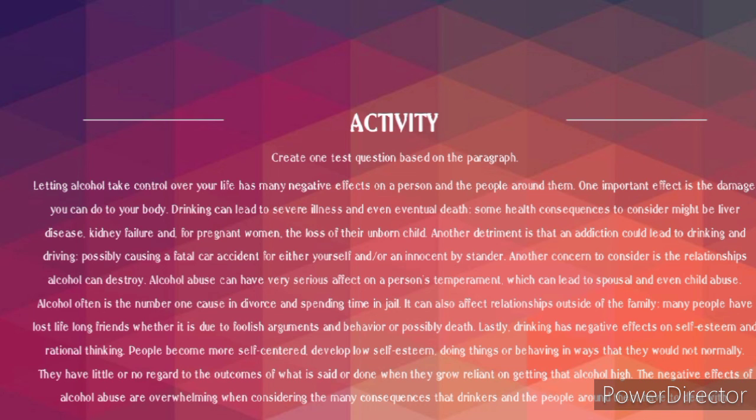So you have 3 minutes to read the paragraph and 2 minutes to think of 1 question or 1 test item. Do you get me? Alright. Okay, time's up. Very good.